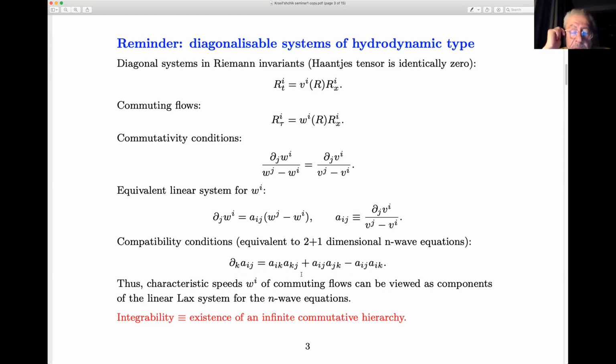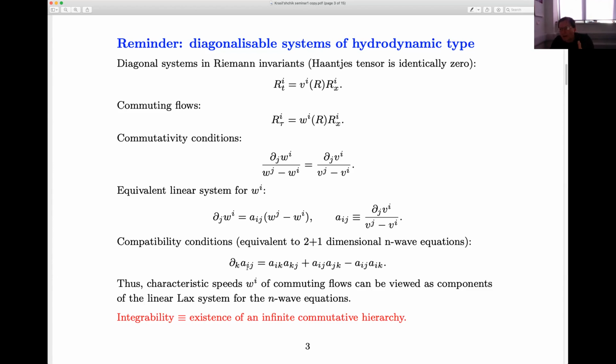Zhenya, I'm sorry, why 2+1 dimensional? Okay, it looks like n-dimensional, right? Yes. But in fact, you see, for the a_ij, all derivatives in k variables, where k is not equal to i or j, are given, but derivatives in the i and j variables are not given, right?